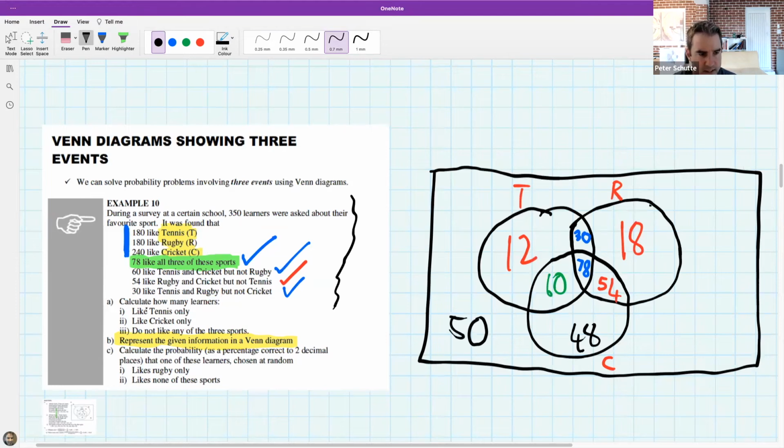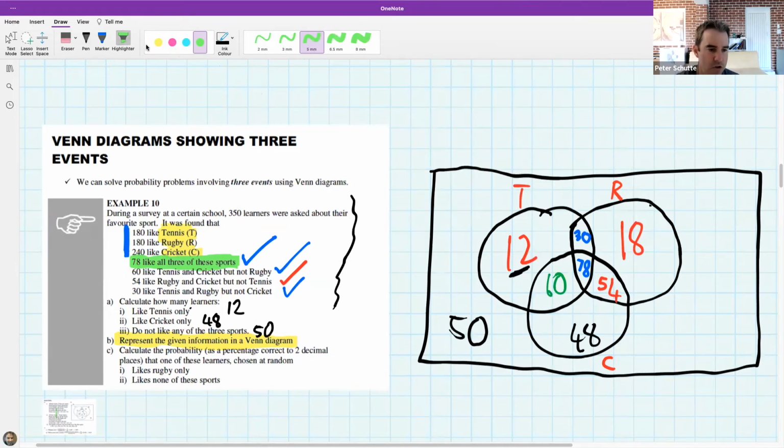So calculate how many learners like tennis only. You can see straight away from the diagram that it's 12. That's going to be these guys or girls over here. How many people only like cricket? It's going to be 48. And how many people do not like any of the three sports? It's just going to be 50. Once you've done the Venn diagram, all the hard work is done.